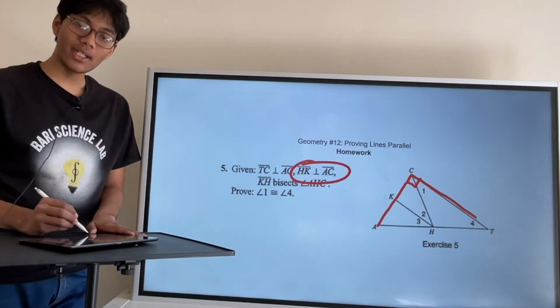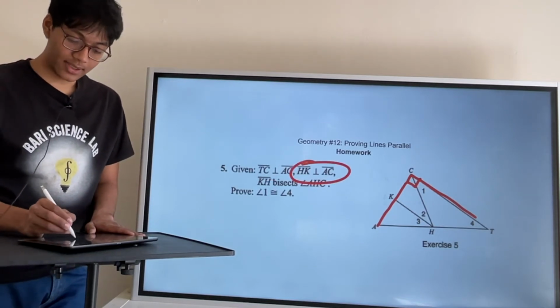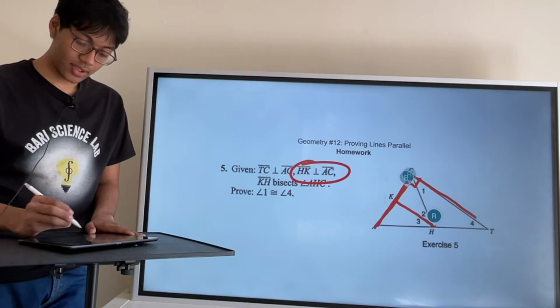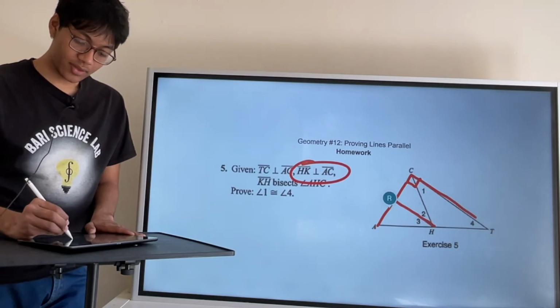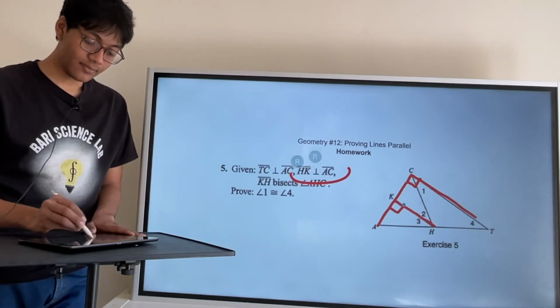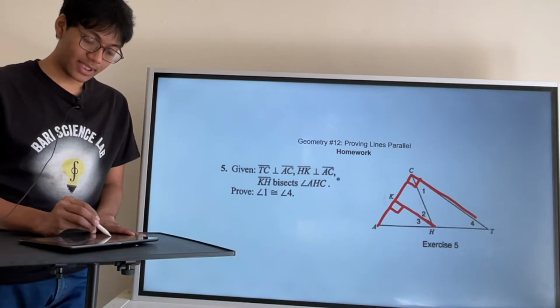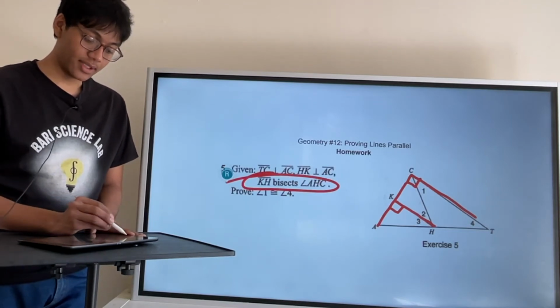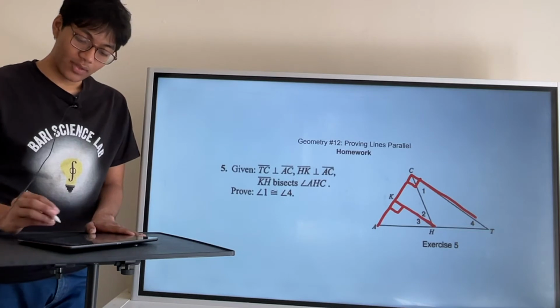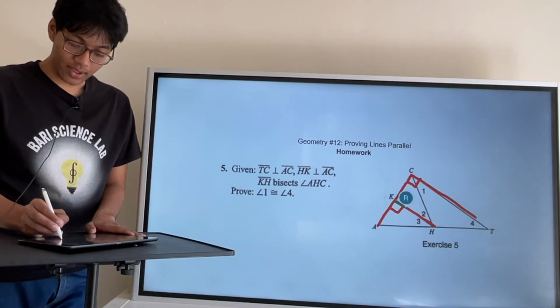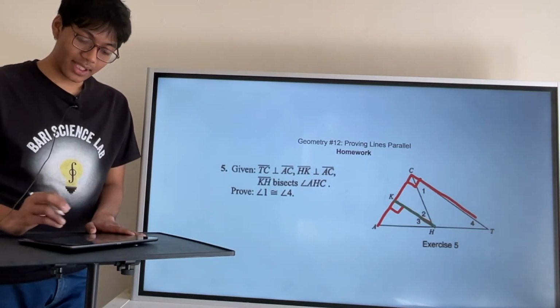We know that HK is perpendicular to AC. HK is this one, AC is again this one, so since they're perpendicular, I'll put a right angle sign. The last piece of information I know is that KH bisects angle AHC. So KH is which one? Let me see. KH is this one, and it bisects angle AHC.